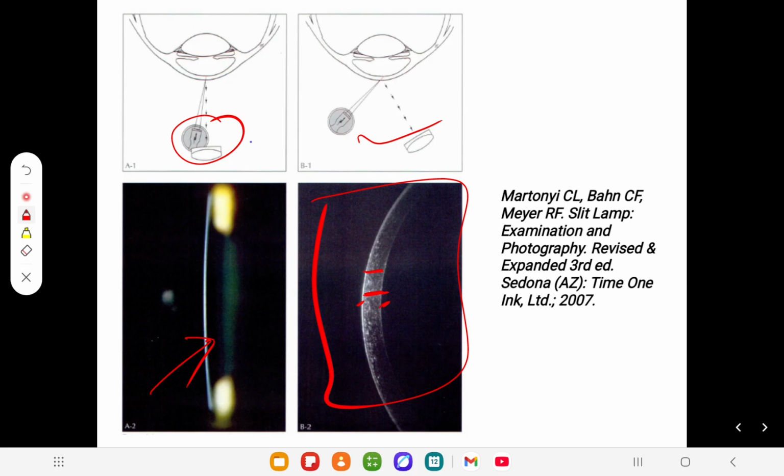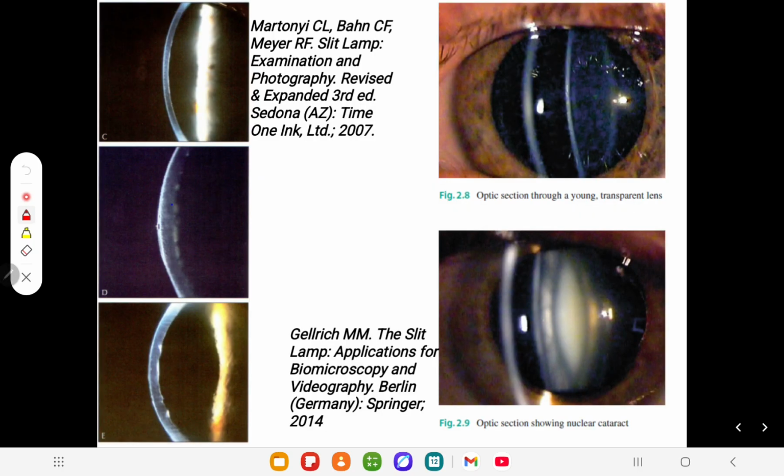And whenever you fit a scleral lens, you check the depth with the optical section. It's very helpful whenever you fit a contact lens. It's very helpful. Even in RGPs, it's very helpful. Okay. So can you see this picture? This is the posterior segment. See, the posterior is roughly very rough, isn't it?